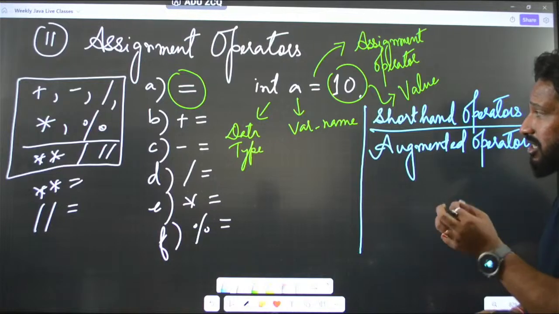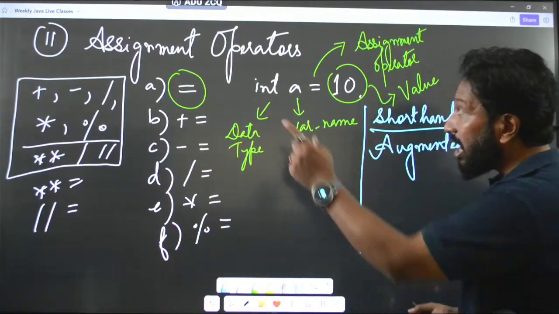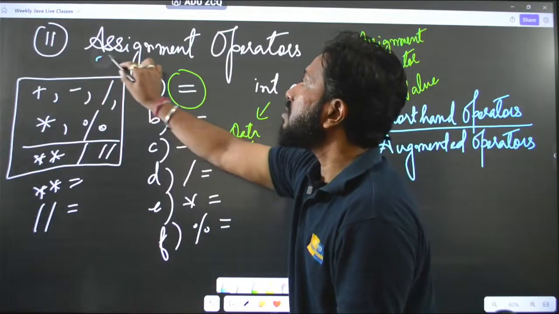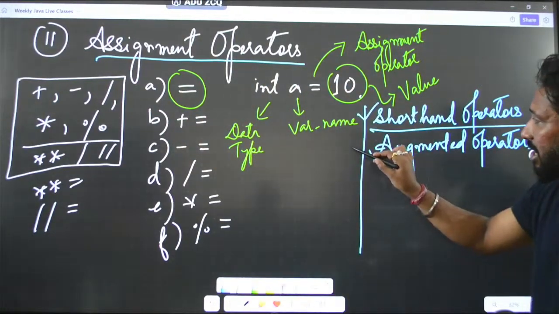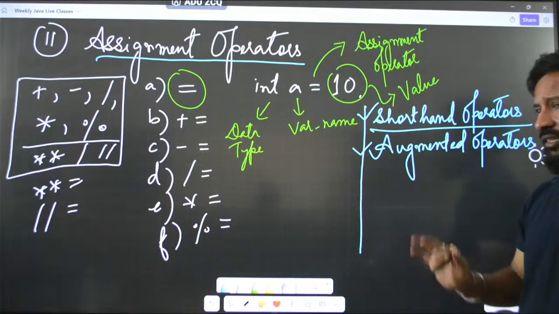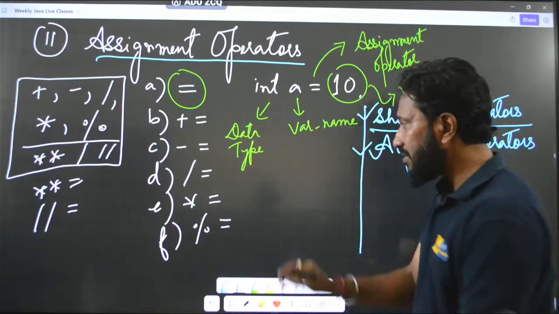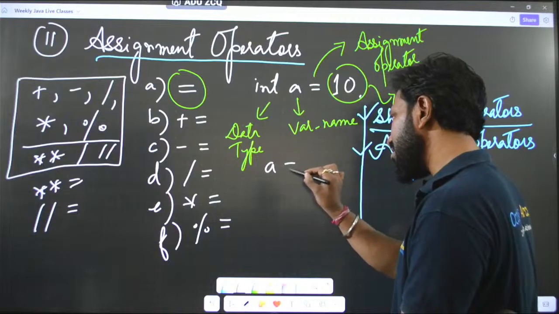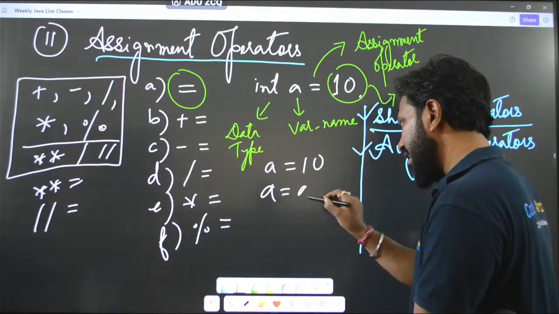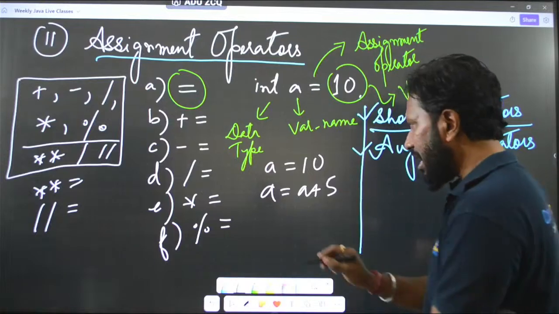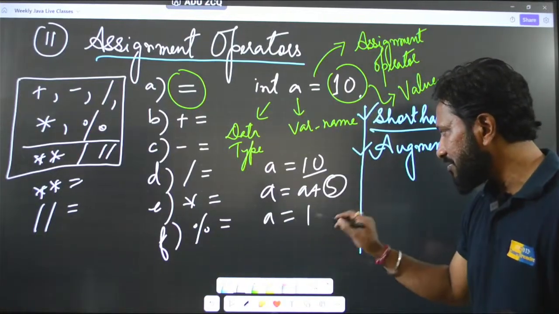So this question is very important and very frequently asked in the interviews. Why are the assignment operators also known as shorthand operators or augmented operators? The reason is pretty simple. You just see this example. If I write a is equal to 10, then if I say a is equal to a plus 5, ultimately the answer is a equal to 15, right? So 10 plus 5 is 15.